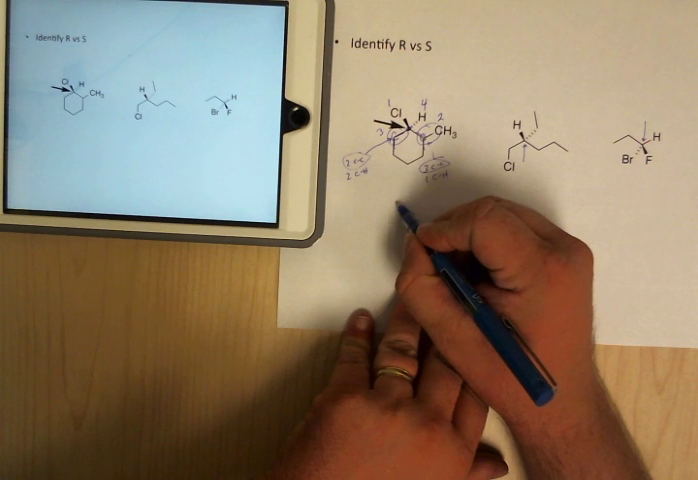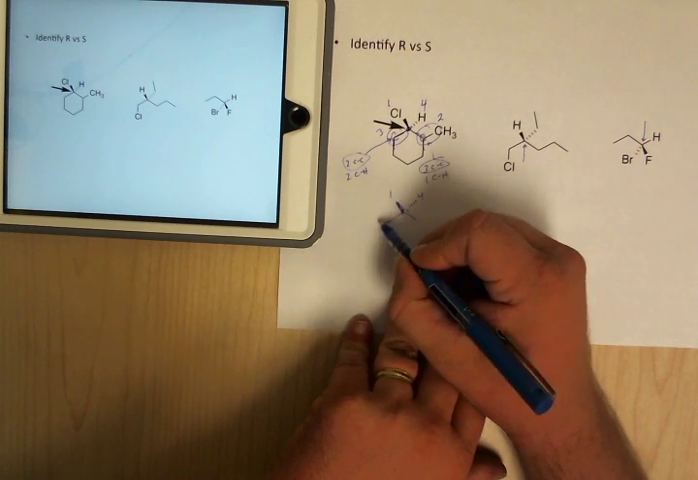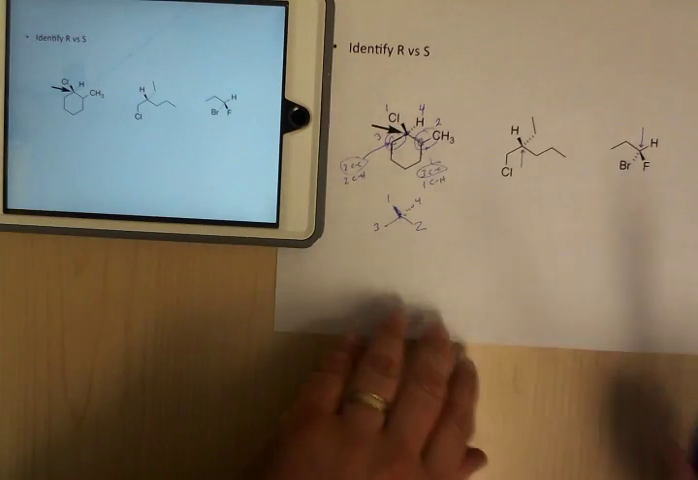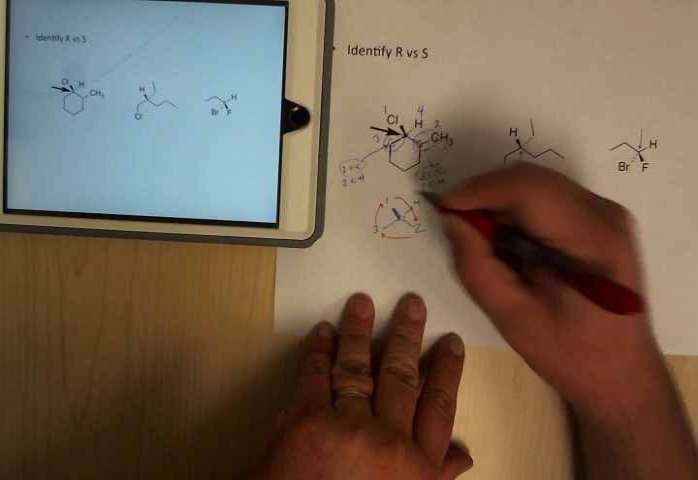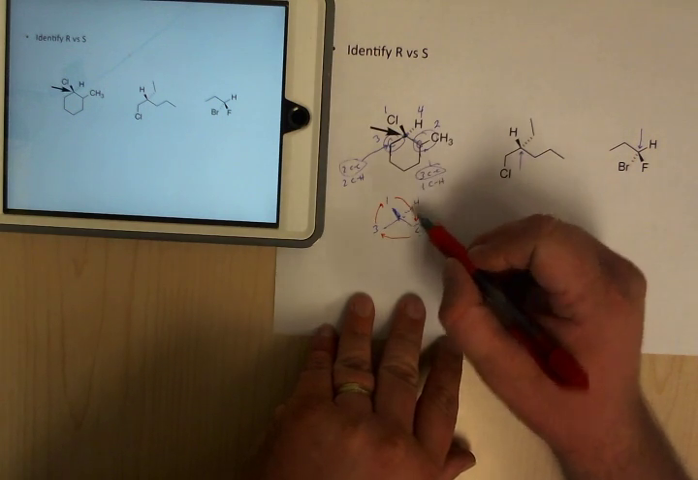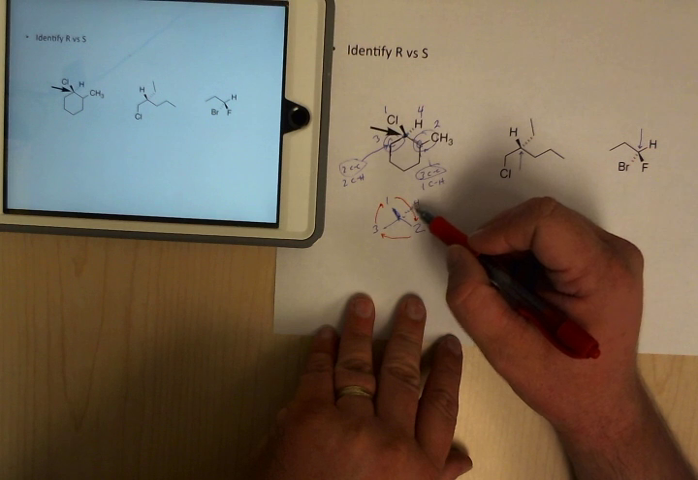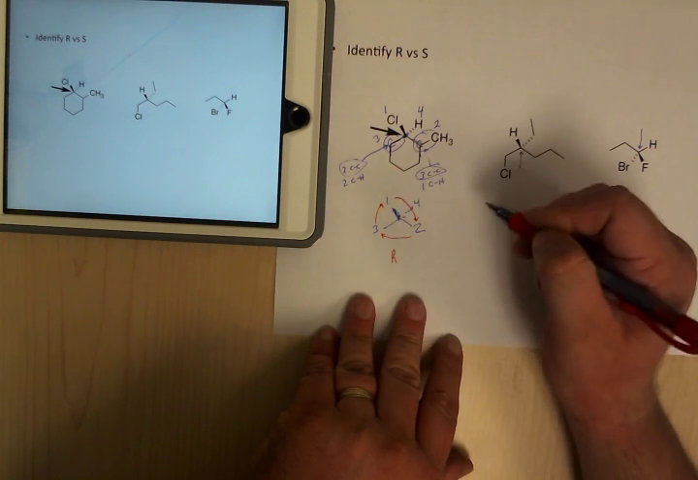So you want to rewrite it like this: 3, 4, or 3, 2. So it's going around like this. It's easy with the steering wheel method, because with the steering wheel method, 4 has to be going away. It has to be on a dash. So it's clockwise, so that would make this R.